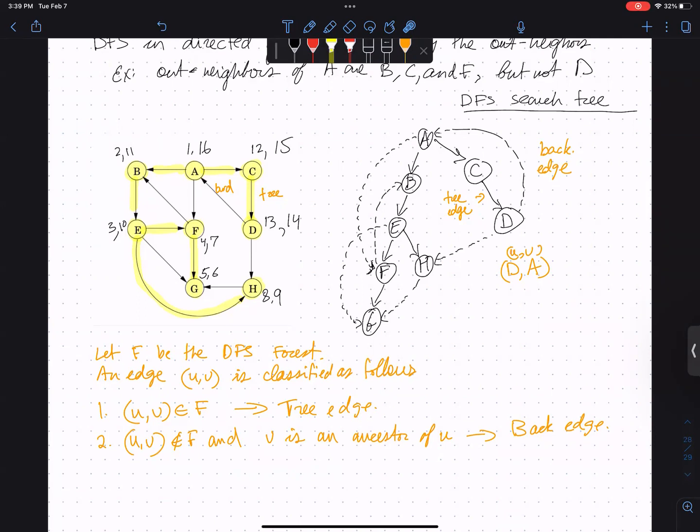Are there other edges in here? Can you identify other edges that fit the definition of a back edge? Does EG fit the definition of a back edge? Why? Yeah. F to B would be indeed a back edge. F to B would be a back edge.